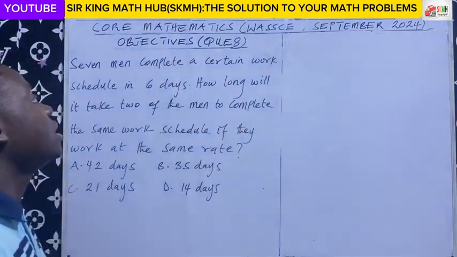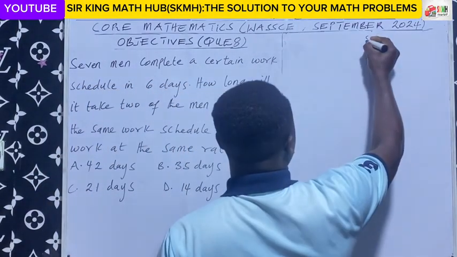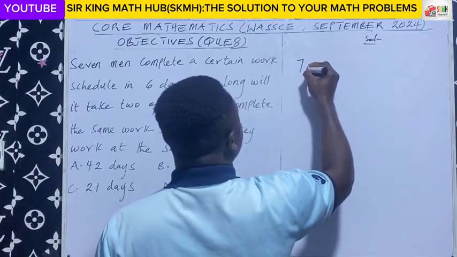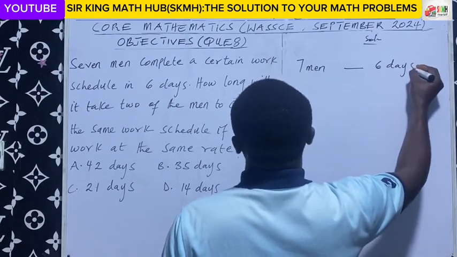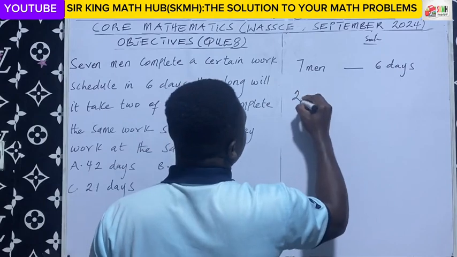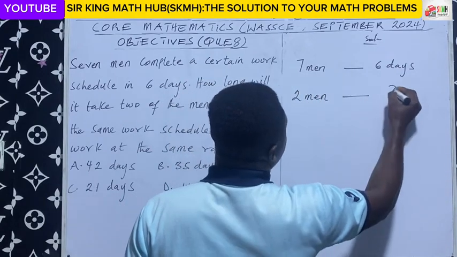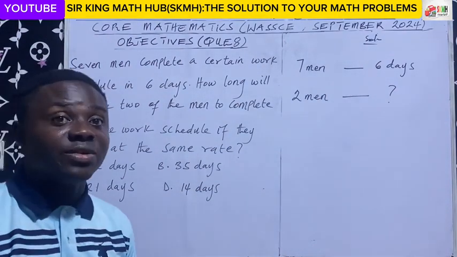Core Mathematics, WASSCE, September 2024. Objective, question number 8. 7 men complete a piece of work scheduled in 6 days. So let's put down something. 7 men. So they use 6 days. How long will it take 2 of the men? 2 men. So 2 of the men, how long will it take them to complete the same work schedule if they work at the same rate?